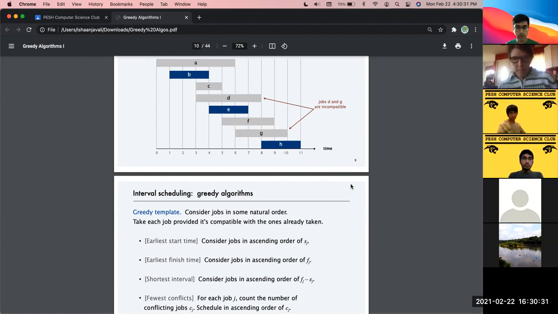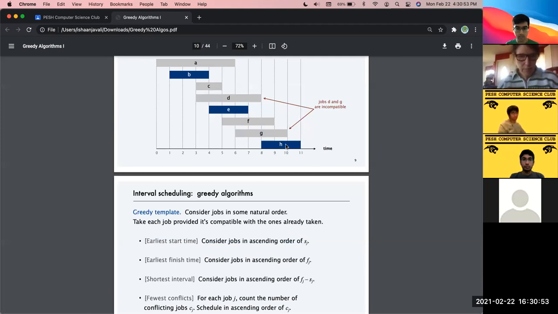Okay, if you're ready to share your thoughts, you can unmute your microphone or type into the chat. Which one of these do you think will work? And which ones do you think will not work? So we already discussed that the earliest start time does not work because if we choose A and G, that's only 2 jobs. But the answer is 3, B, E, and H. For the same reason, the earliest finish time doesn't work because you'd still only get 2 jobs, H and D.